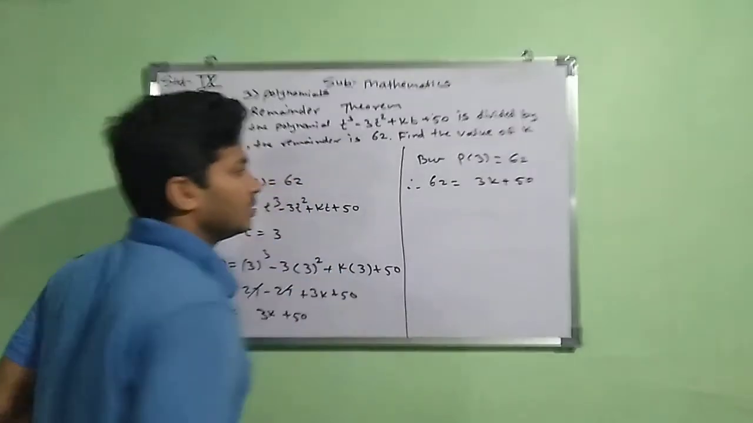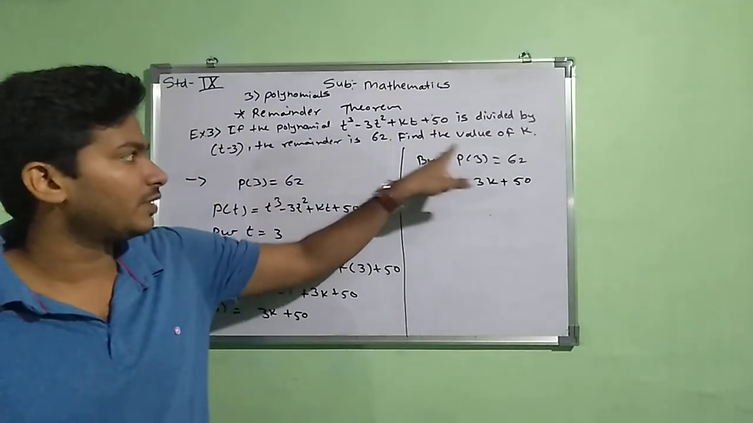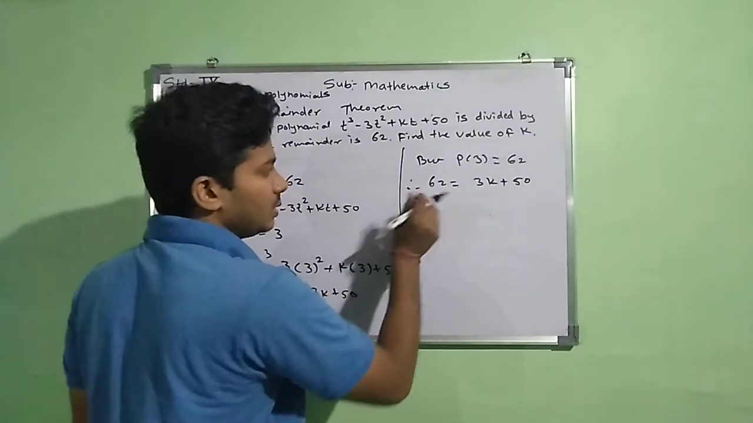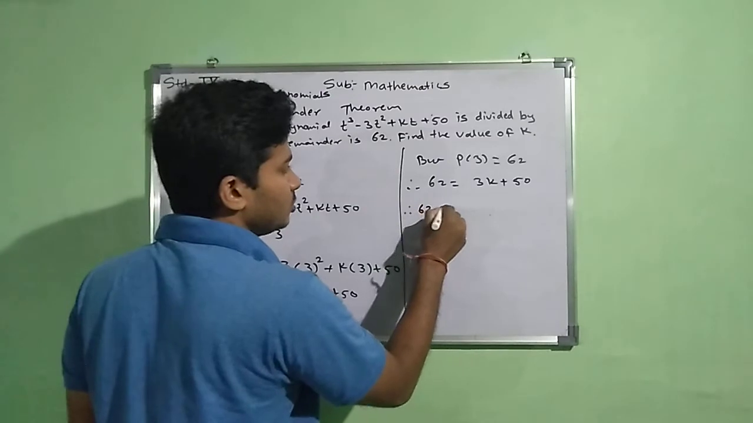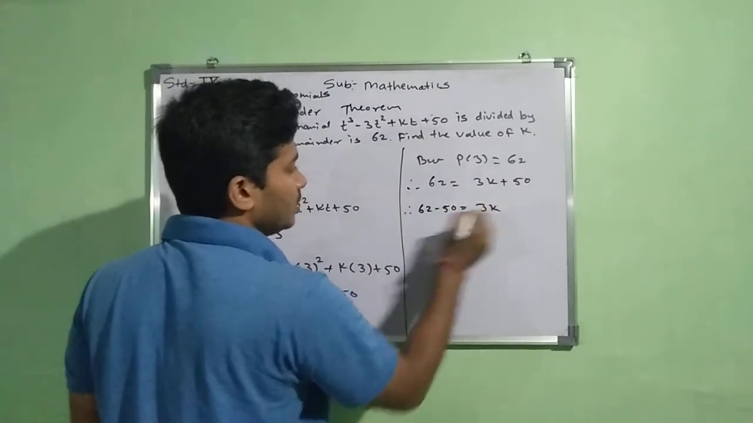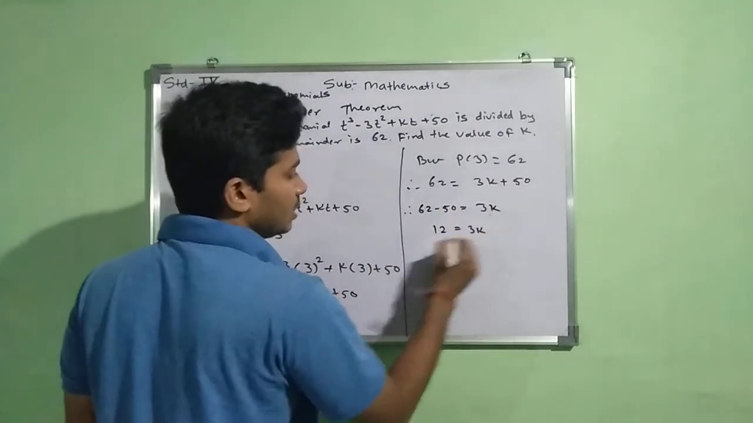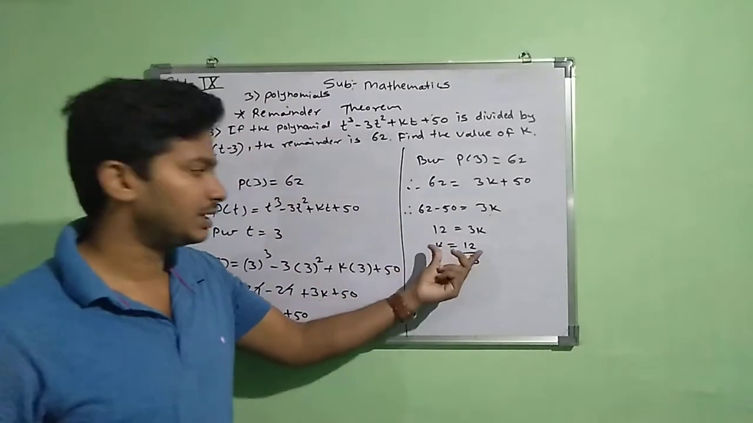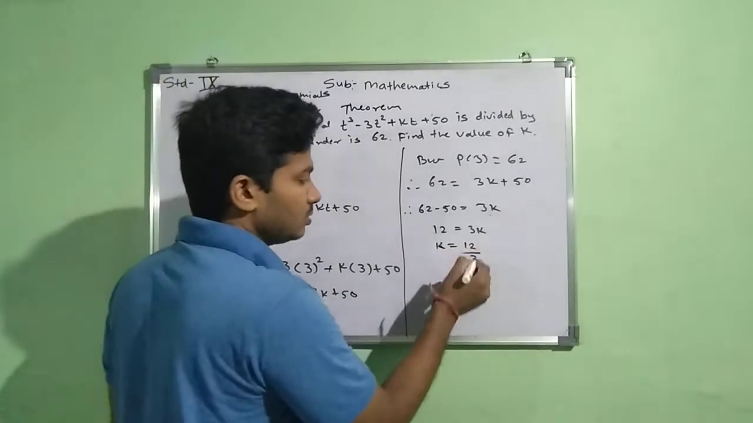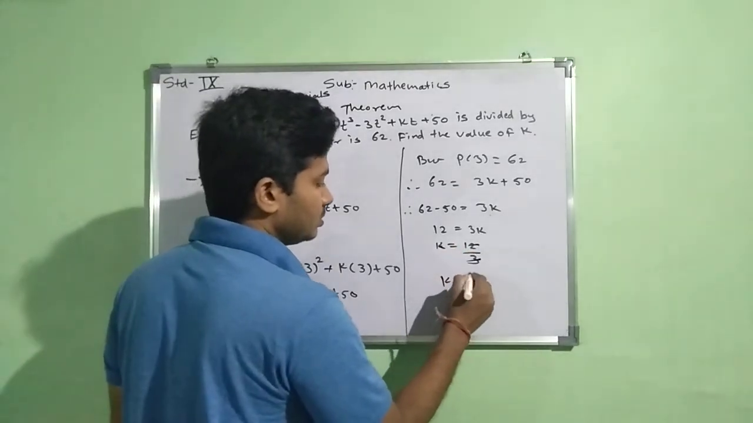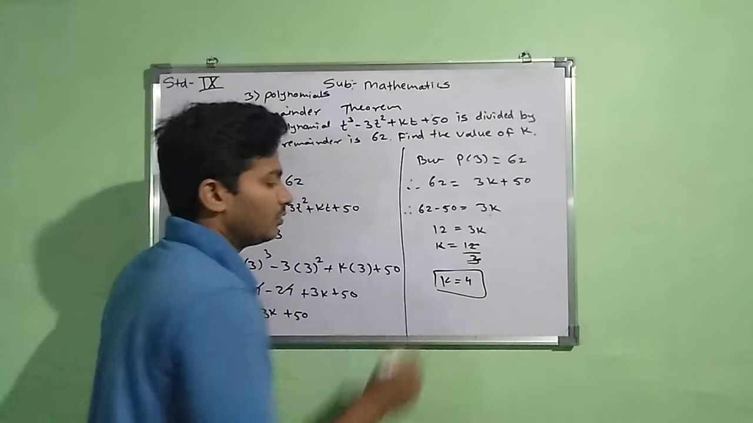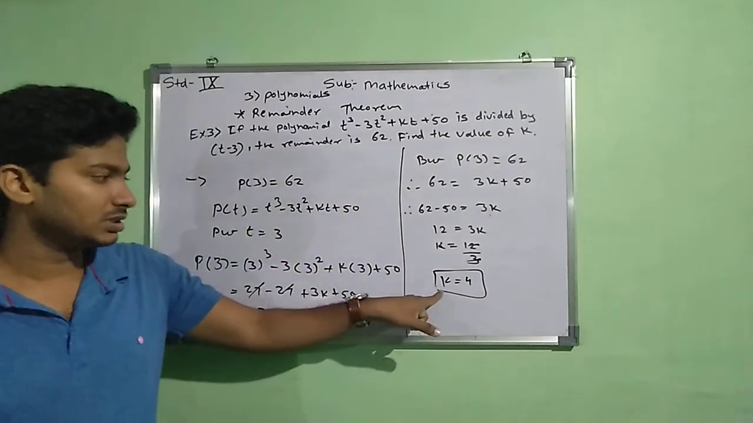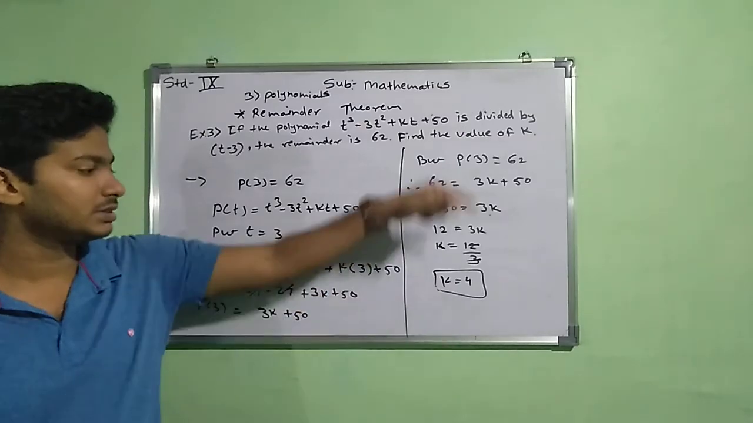plus 50. Now we will find the value of k, the unknown value. So we will shift that 50 towards the left hand side. Therefore 62 minus 50 is equal to 3k. So 12 will remain, which is equal to 3k. K is equal to 12 upon 3. You can interchange their sides. So k is equal to 12 upon 3, so k is equal to 4. So this is how we have to use the remainder theorem. By using the remainder theorem, we got the value of k as 4.